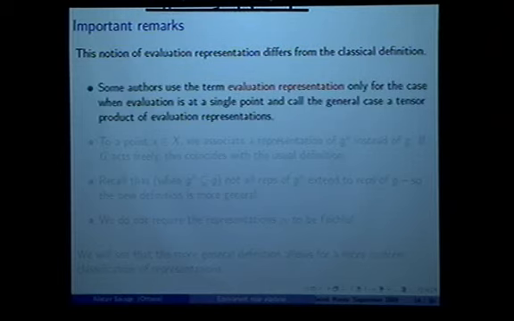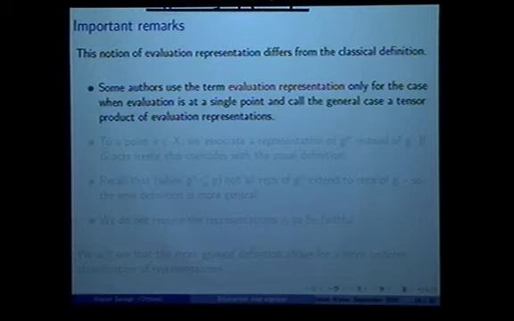So a couple of remarks about this definition. This differs from the classical definition of evaluation representation in a few important ways. So the one is a little bit minor. Sometimes people use the term evaluation representation just for a single point, and they would call what we have here a tensor product of evaluation representations. But for us, we can have a bunch of points, and this tensor product we just call evaluation representation. So that's sort of minor.